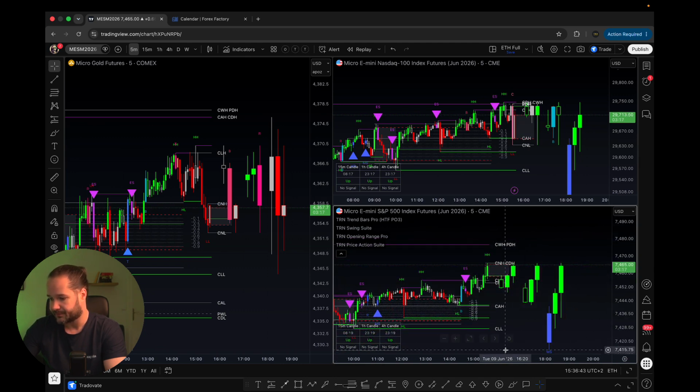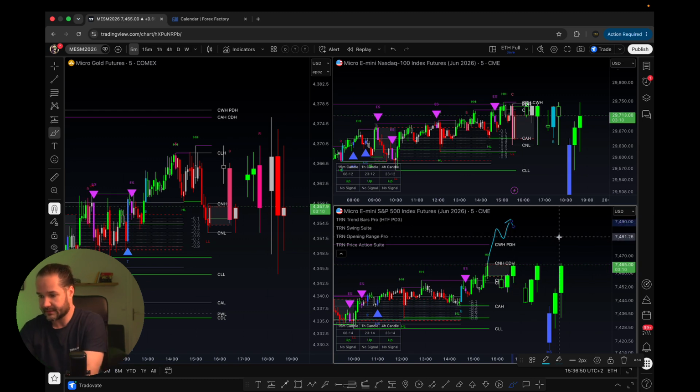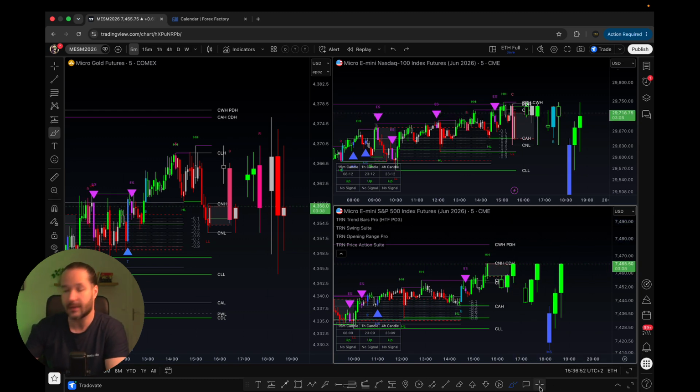If we take it out, then we need a breakout above this level and then a pullback, and then we get the next chance. But let's see. Let's stay patient, guys. I'll keep you updated.